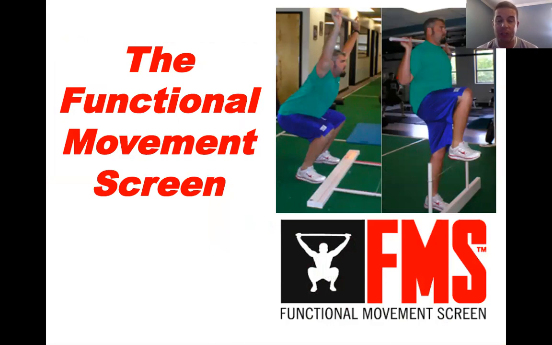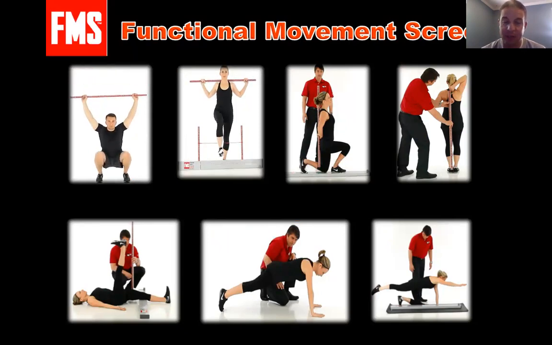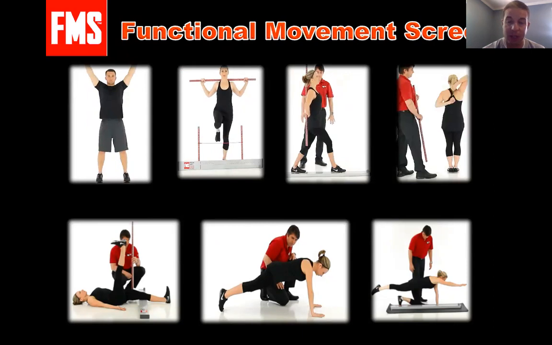The movement screen looks at 7 different movement patterns and has a gauge from 0 to 3 on how to measure that quality. Those 7 patterns are based on patterns that we use functionally every day, as well as patterns that we developed from when we were babies as part of our neural developmental system, which we'll talk about in a little bit.